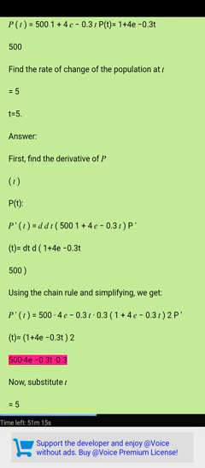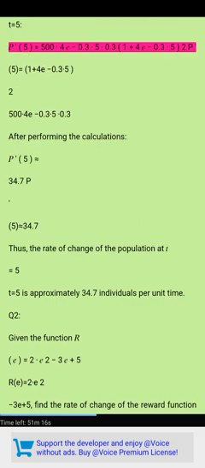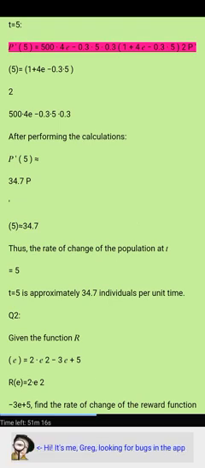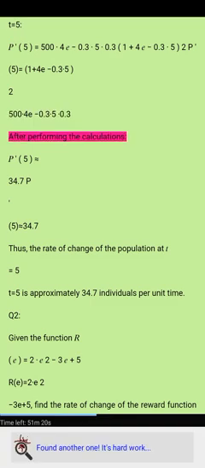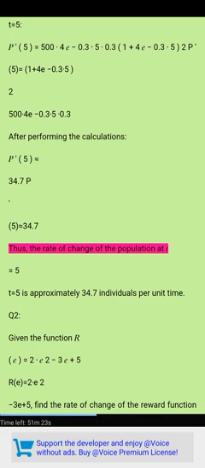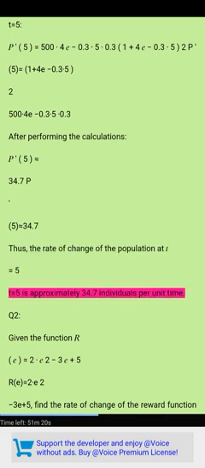Now, substitute t = 5. P'(5) = 500 · 4e^(-0.3·5) · 0.3 / (1 + 4e^(-0.3·5))^2. After performing the calculations, P'(5) is approximately 34.7. Thus, the rate of change of the population at t = 5 is approximately 34.7 individuals per unit time.